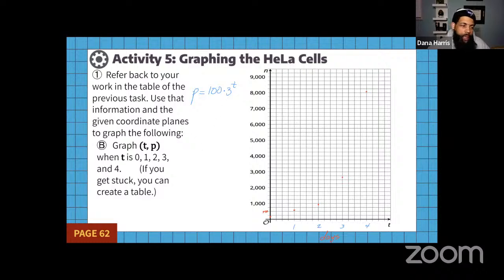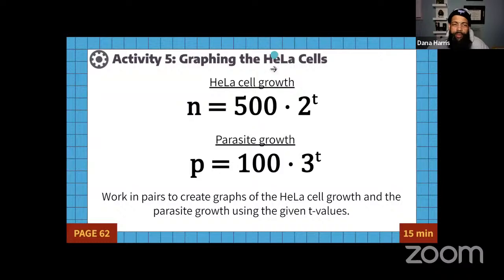All right. You may have to stop and look at this again. Remember, mistakes are your friend. That means you're doing some work or something like that. So I don't mind telling y'all my mistakes. All right. So when we graph these, notice the first one we're graphing the equation n equals 500 times 2 to the t power. The second one we're graphing p equals 100 times 3 to the t power.